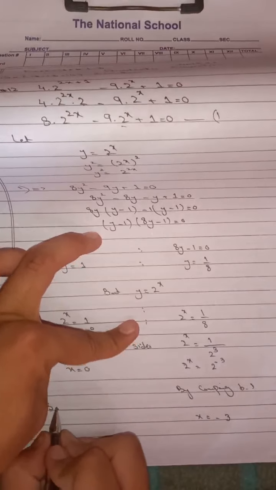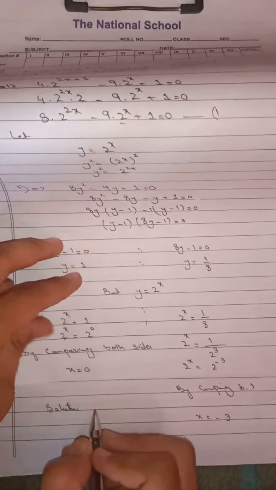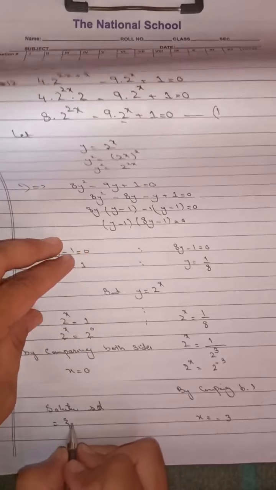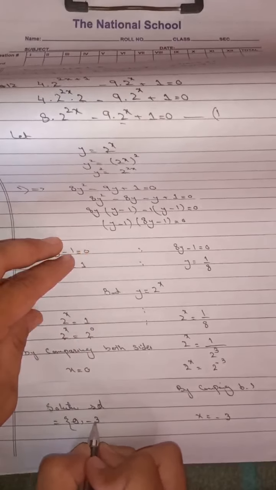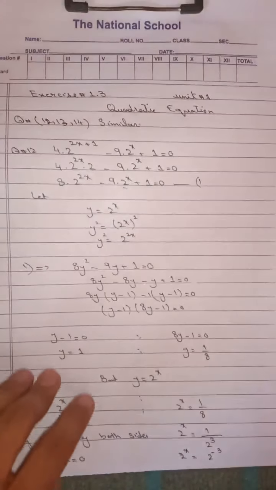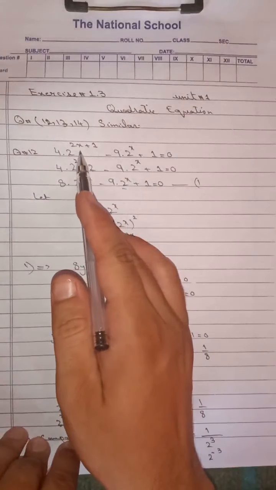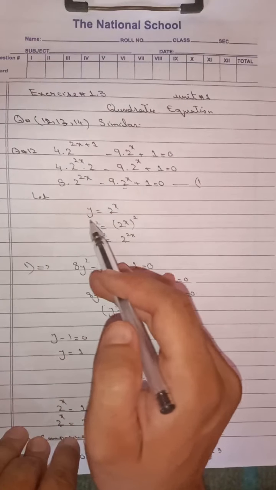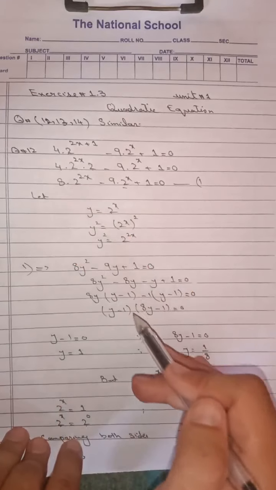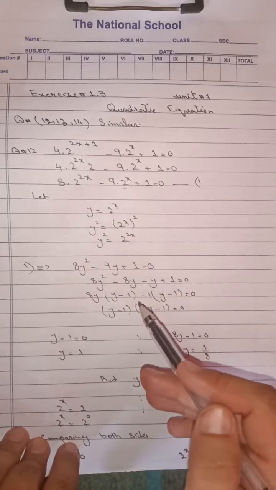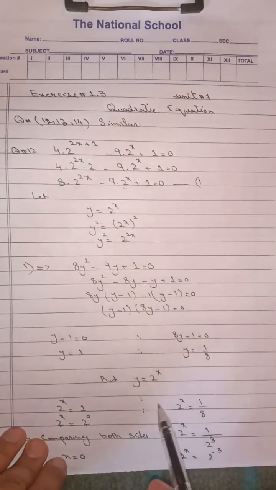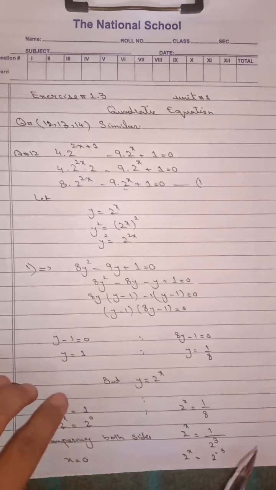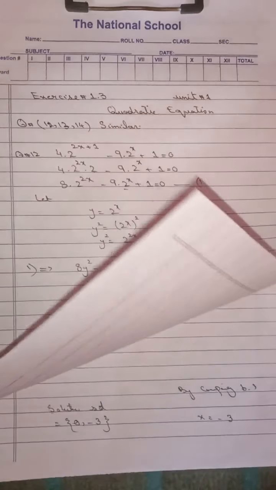So the solution set is (0 and minus 3 or minus 3 comma 0). See it again. Just break that power and let y equal 2 power x. It means y square will be 2 power 2x. It becomes quadratic in y. Solve by factorization, and after this put the value of y and make the powers equal and find their answers.